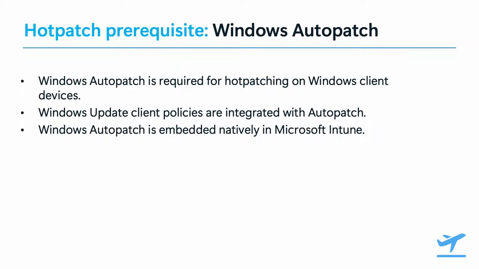Windows Update client policies are integrated with Autopatch. This was formerly known as Windows Update for Business. In conclusion, Windows Autopatch is embedded natively in Microsoft Intune. If you can access Autopatch Windows Device Management or Autopatch reports, which we will demonstrate in later slides, you have met the Windows Autopatch prerequisite for Hotpatch updates on client.